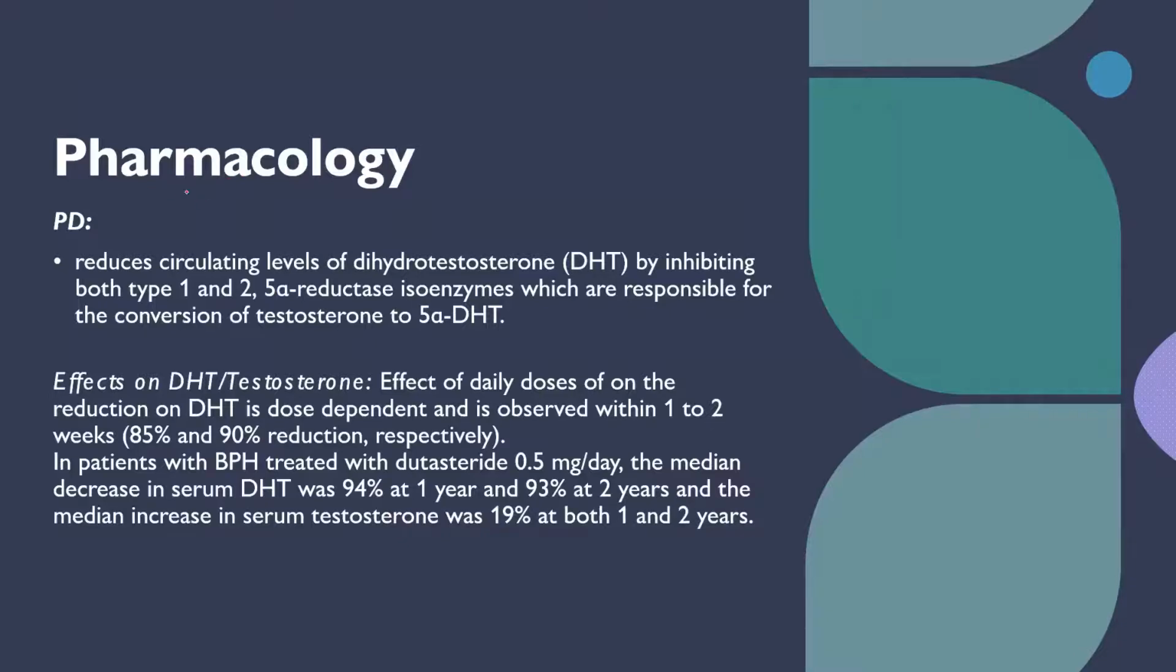So basically the pharmacology of this drug is it reduces the circulating levels of DHT, dihydrotestosterone, and it does that by inhibiting both type 1 and type 2 5-alpha reductase isoenzymes. These two, type 1 and type 2 5-alpha reductase enzymes, are responsible for the conversion of testosterone to 5-alpha dihydrotestosterone.